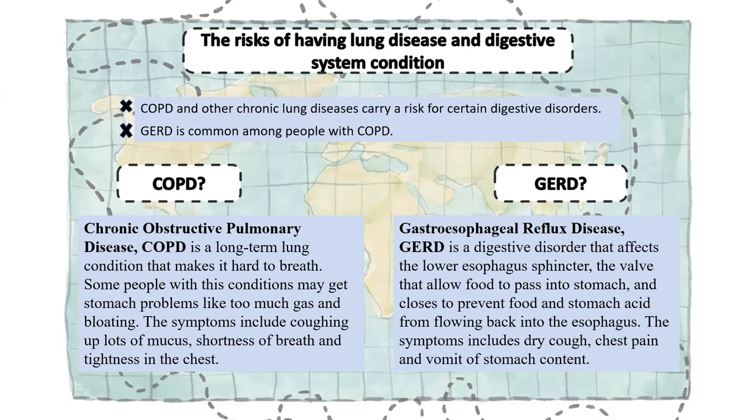I will explain the risk of having lung disease like COPD and a digestive system condition like GERD. COPD, or chronic obstructive pulmonary disease, is a lung condition that makes it hard to breathe. People with COPD may get stomach problems. The symptoms are coughing up a lot of mucus, shortness of breath, and tightness in the chest.